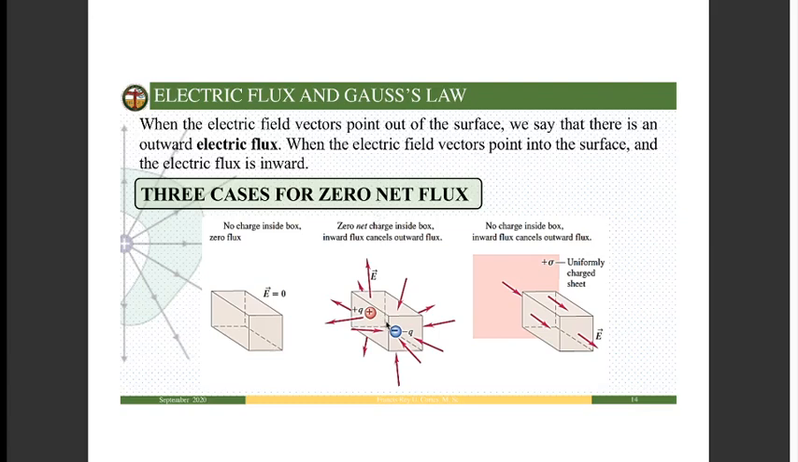Another case is if we have a zero total charge inside a box. For example, there is a dipole inside, with positive Q and negative Q. If you add them all up, the net charge is equal to zero, right? Why is the net flux zero here with zero net charge? Because the inward flux coming from negative Q is equal to the outward flux, so their contributions cancel out. Whatever goes out of positive Q goes into negative Q, as long as we have a zero net charge. Okay?